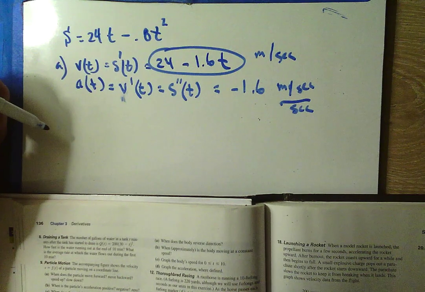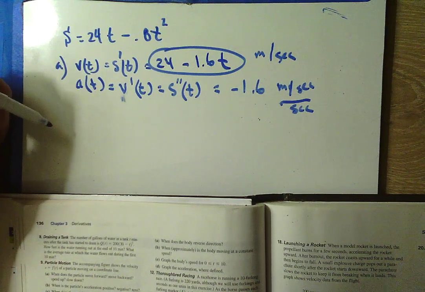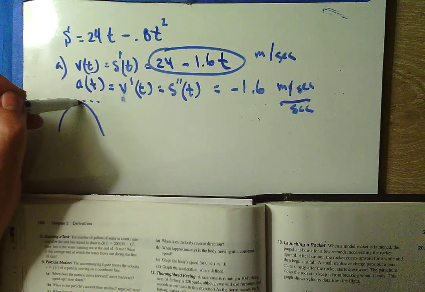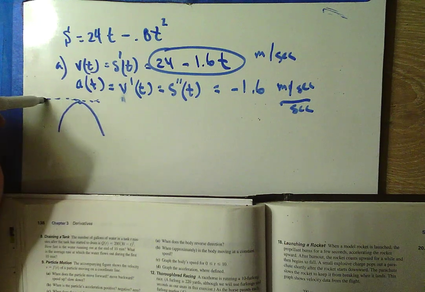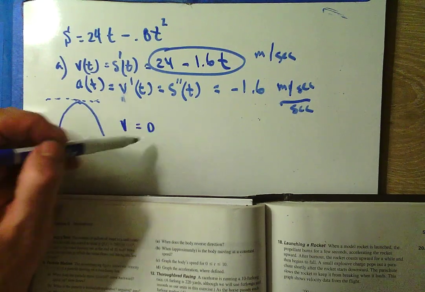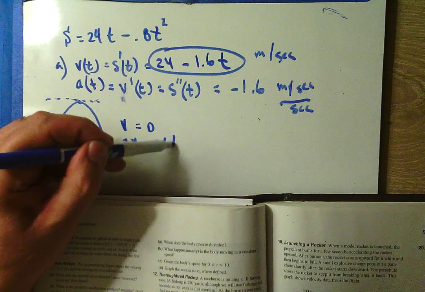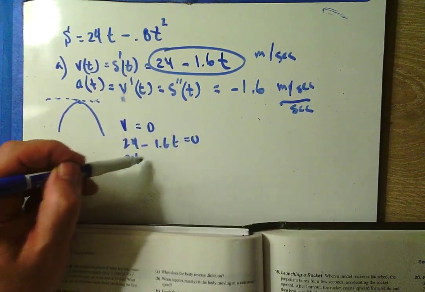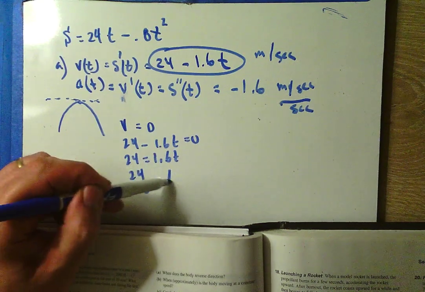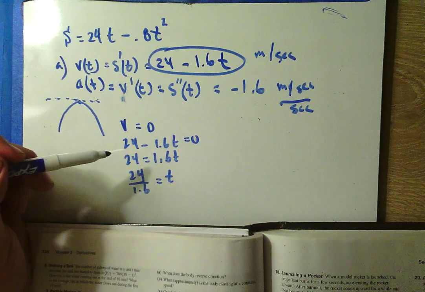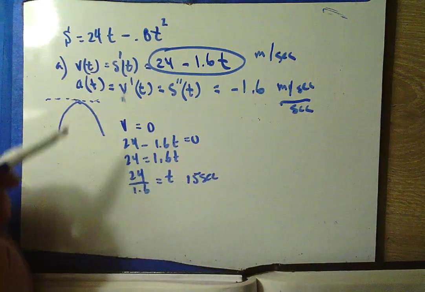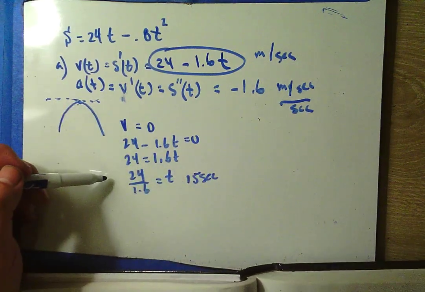Okay, part B. How long did it take the rock to reach its highest point? Well, as we saw earlier in this conversation, the highest position will have a horizontal tangent, and therefore velocity will be equal to 0. So I'm going to find when v equals 0. 24 minus 1.6t equals 0. 24 equals 1.6t. 24 divided by 1.6 equals t. What is 24 divided by 1.6? It is 15 seconds. So it takes 15 seconds to reach the highest point.